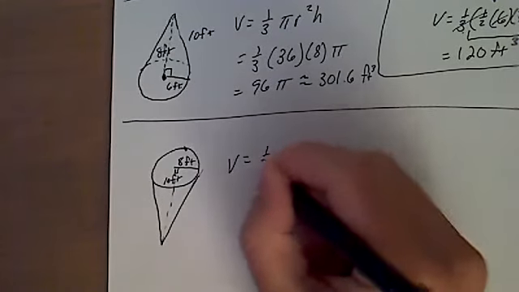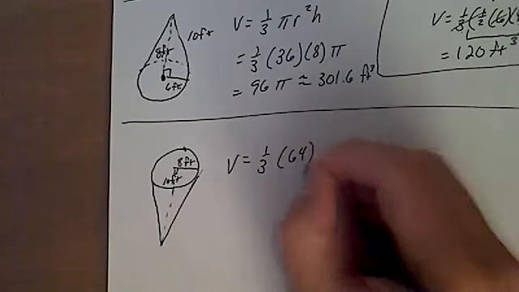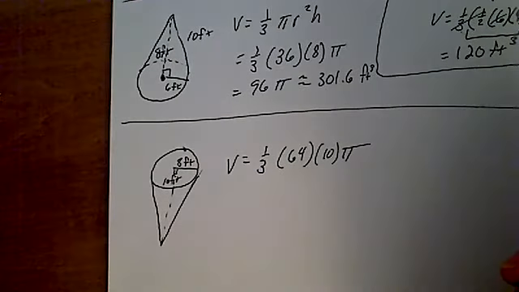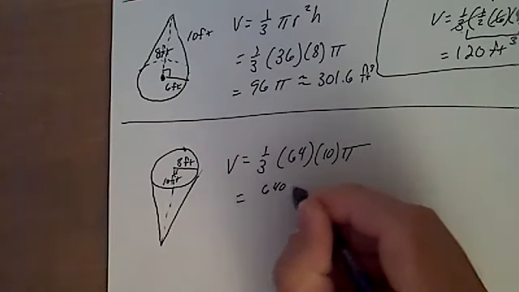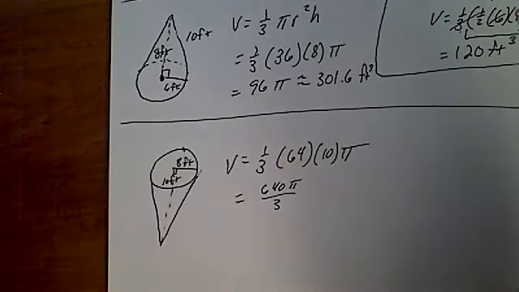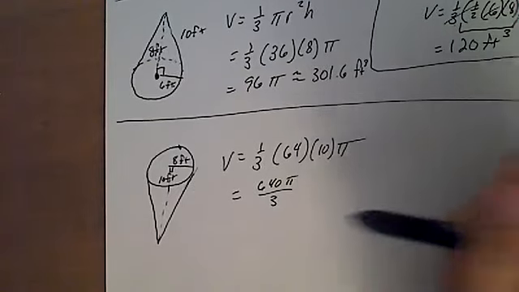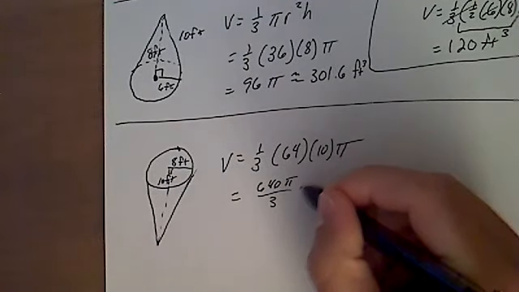Volume is 1/3. R is 8, so we have 64 times 10 times pi. And that is 640 pi over 3. Now you should be able to take a reasonable guess about what we're going to get here. And if you don't, then you did something wrong, right? At this point, we should recognize that pi divided by 3 is just a little bit bigger than 1. So our number should be somewhere around 640, not 640, a little bit bigger, but around that.